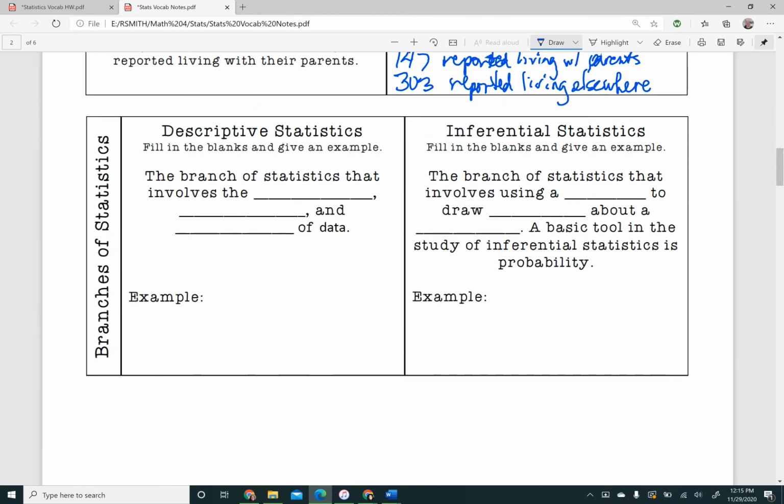So let's talk about descriptive statistics. The branch of statistics that involves the organization, summarization, and display of data is descriptive statistics. Inferential statistics is the branch of statistics that involves using a sample to draw conclusions about a population. A basic tool in the study of inferential statistics is probability.